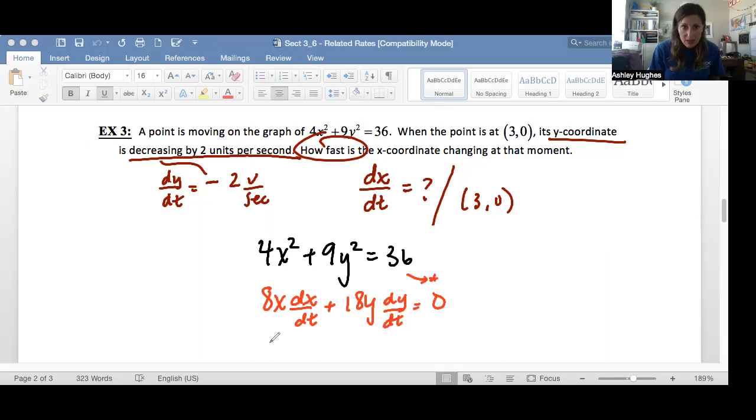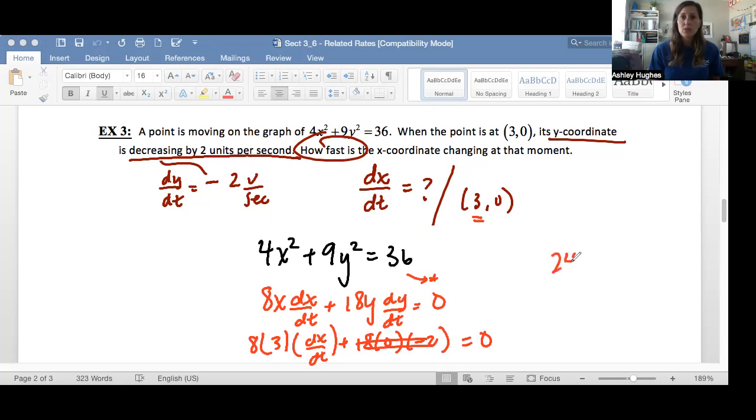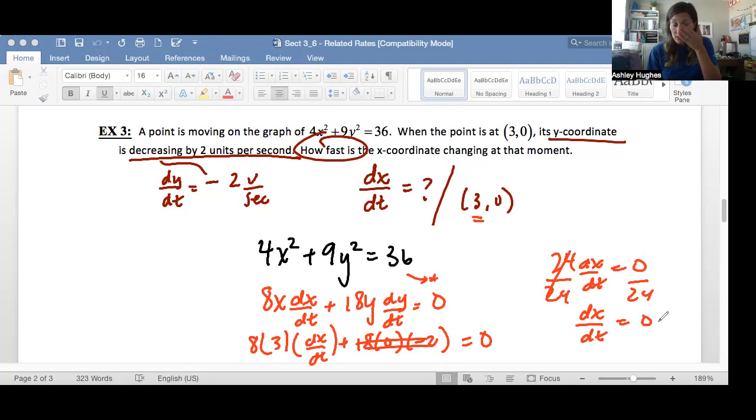Now I can plug in my stuff. 8 times x, which at this instant is 3, times dx/dt, which is what we don't know, so we're solving for that. Plus 18y, where y is 0, times dy/dt, which is -2. This just zeroes out because y is 0. So I get 24 dx/dt equals 0. Then to solve, I divide, so I get 0. And so it would be 0 units per second.